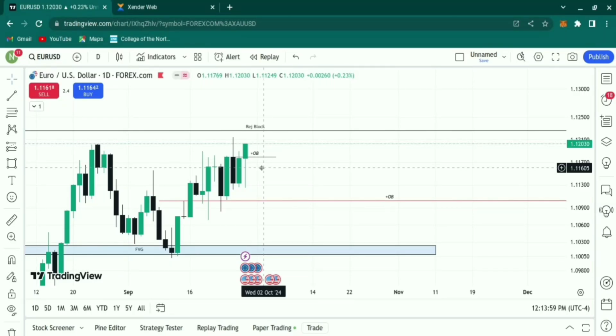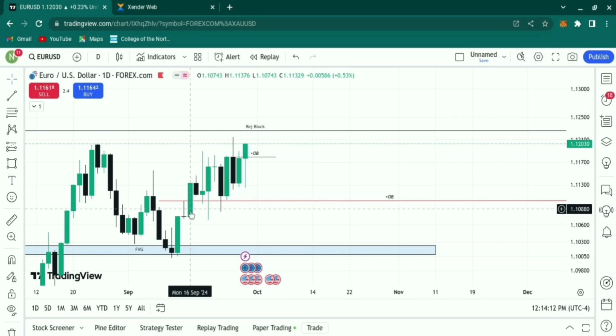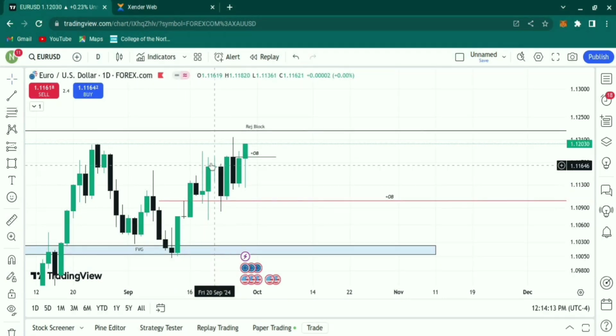I am Trader Martins and today we are going to be analyzing the euro versus the US dollar. As you can see, we are currently on the daily time frame. So as you can see, the market is making higher highs, taking the buy side liquidity.